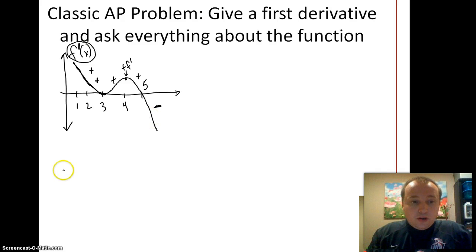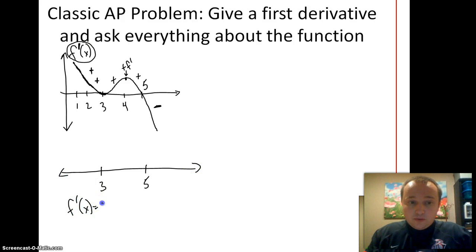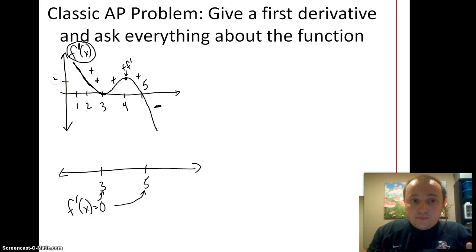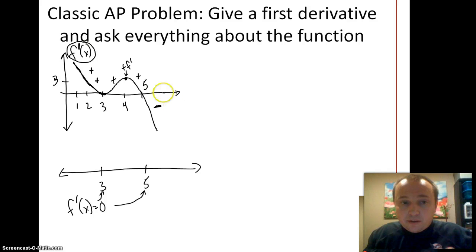So let's look. Where are my critical points? My critical points are at 3. My critical point is at 5. What is a critical point? A critical point is when your first derivative of a value equals 0. And that happens at 3, and that happens at 5. At 4, my first derivative is not equal to 0. It's equal to some number, like 3. I don't know, whatever. Right?